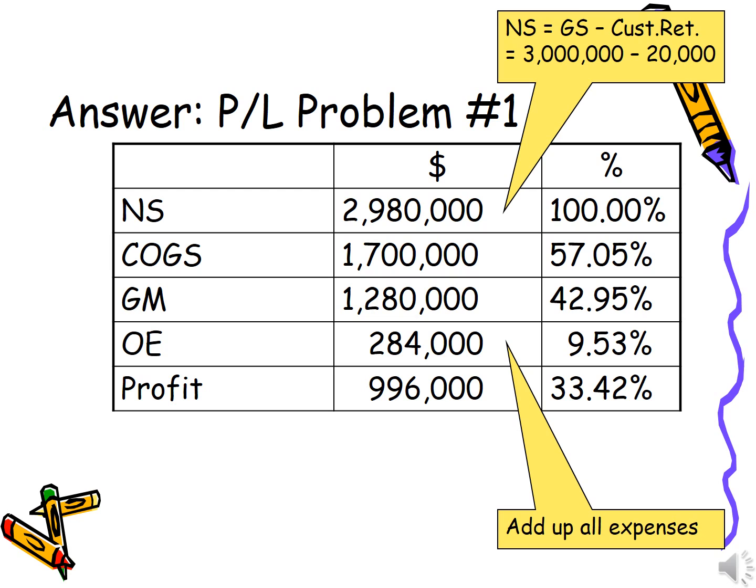So, for example, cost of goods sold percent will be cost of goods sold dollar divided by net sales dollar, and everything else will be the same way. I hope you got everything correct.